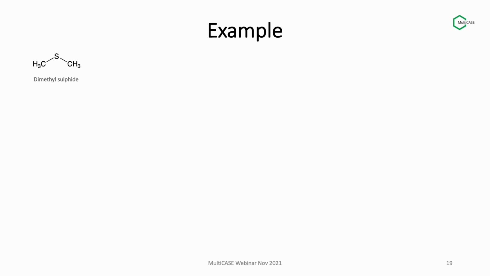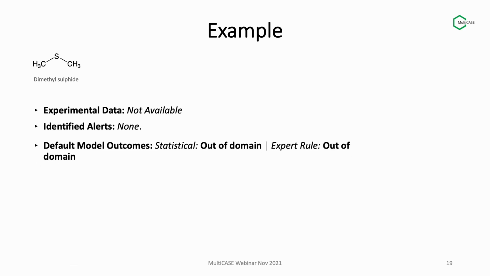So this one is a small chemical, dimethyl sulfide, a simple chemical. We got no experimental data for it. There were no alerts, and the default model outcome is out of domain from both methodologies, statistical as well as expert rule-based system.